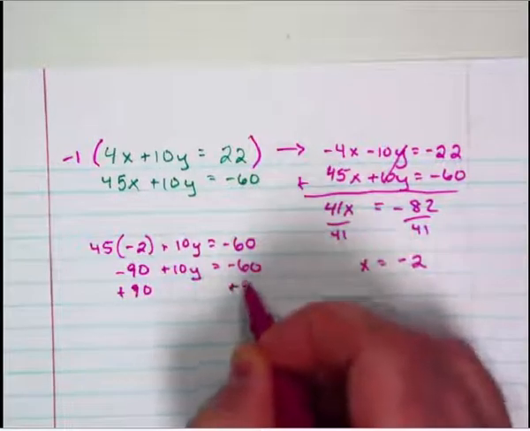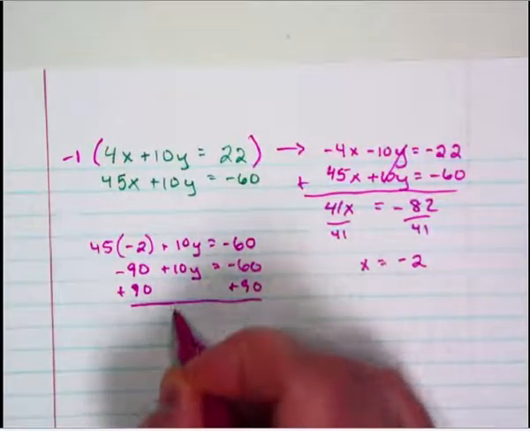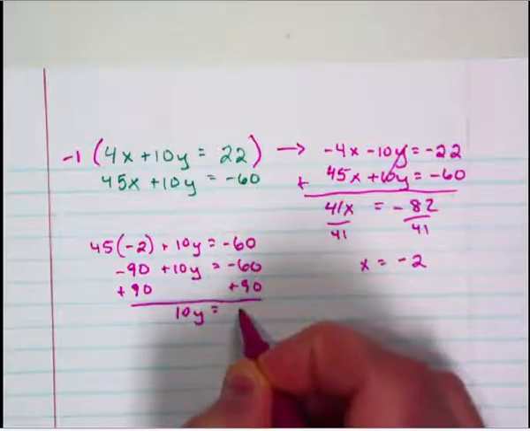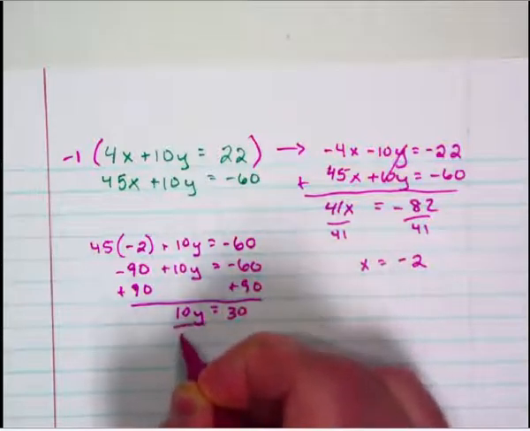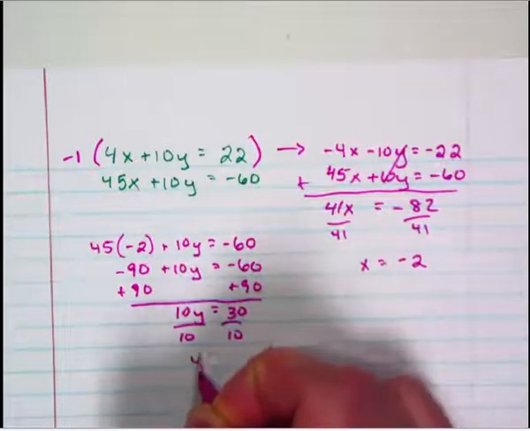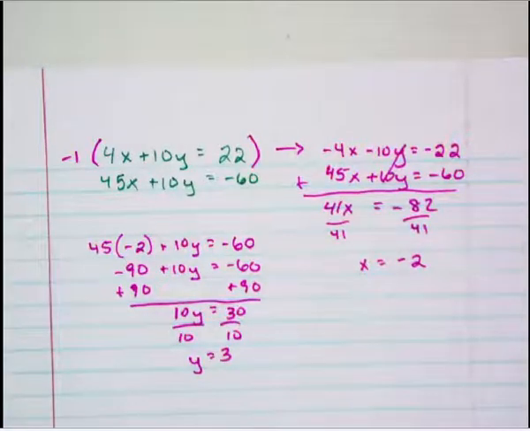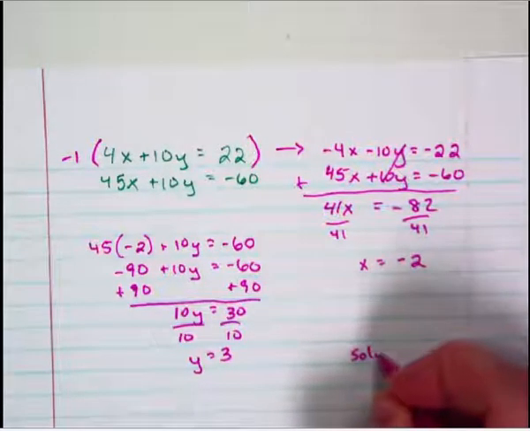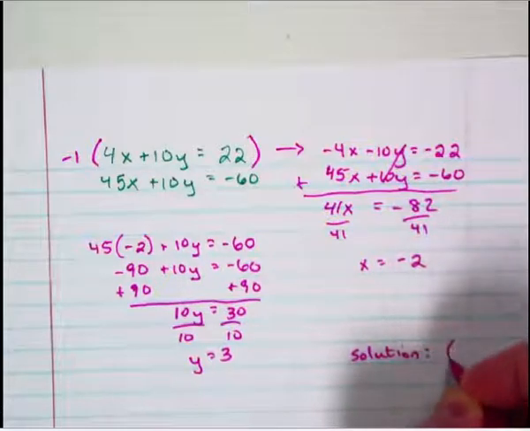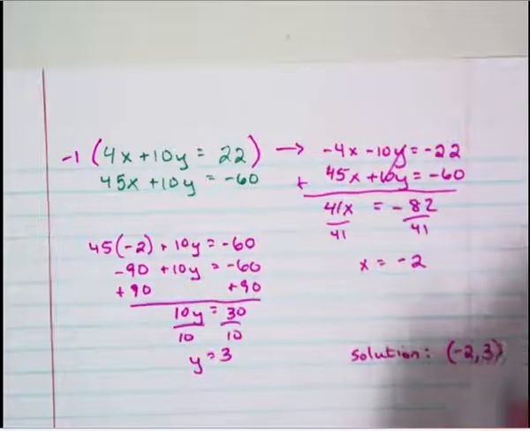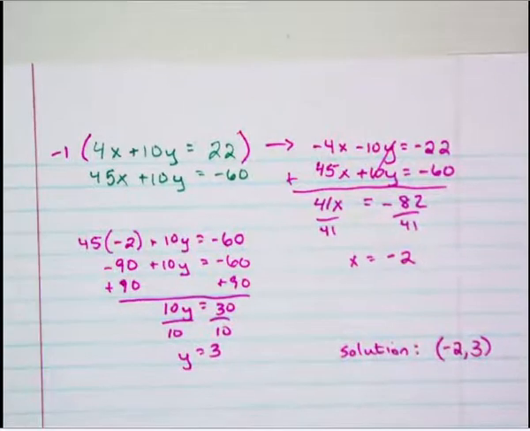Add 90 to both sides. Get 10y equals 30. Divide by 10 so that y is 3. So my solution is the point negative 2, 3. Most of the time, the elimination method works out pretty well, especially if you're given equations that are already lined up nicely with each other. So this is what we're going to be working on for the next couple of days.